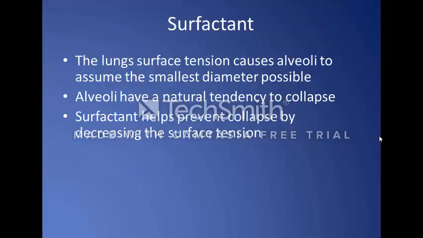We've mentioned the term surfactant before in our previous session. The lung's surface tension causes the alveoli to assume the smallest diameter possible. Alveoli have a natural tendency to collapse in on themselves, and surfactant helps prevent this collapse by decreasing the surface tension.